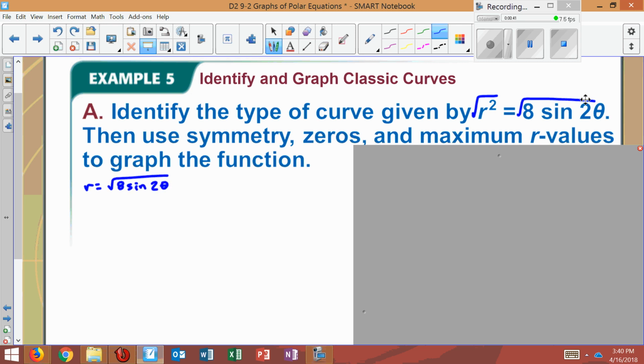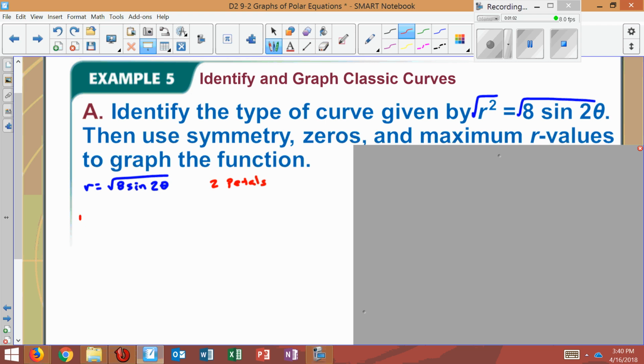Now, normally we would think of this as being a rose because you have a number inside the trig function. And so you would double it and say, well, this has 4 petals. Well, with a lemniscate, you're taking the square root of it, and it actually remains as 2 petals. So this is 2 petals, which means you're going to have 2 maximums and 2 zeros like that.